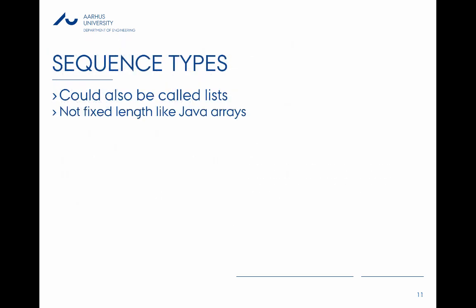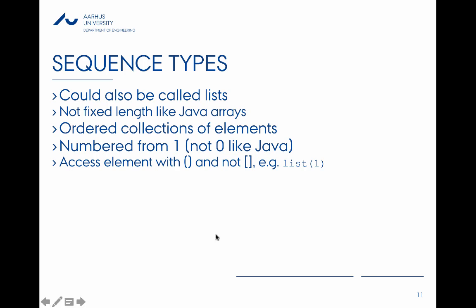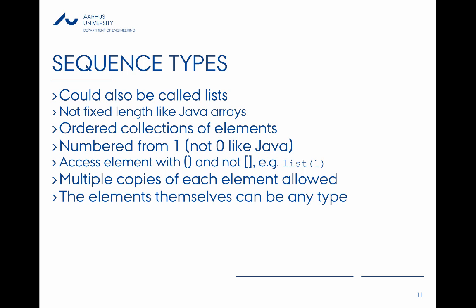Now for sequences, we can also call them lists. They don't have a fixed length like Java arrays. They are ordered collections of elements, and they're numbered from 1, not from 0 like in Java or in C. Accessing an element is done by normal brackets, not by square brackets. So list of 1 would be the first element of a list. Multiple copies are allowed, and they count. The elements themselves can be of any type.